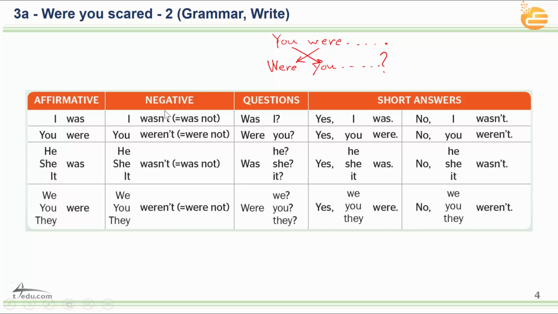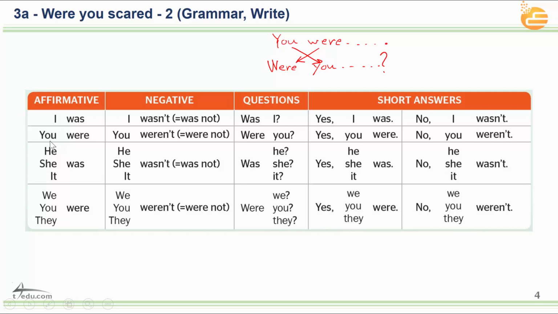You were, the negative, you weren't or you were not. Questions, were you? Short answers, yes you were or no you weren't. They were, with the negative, they weren't or they were not. Questions, were they? Short answers, yes they were or no they weren't.